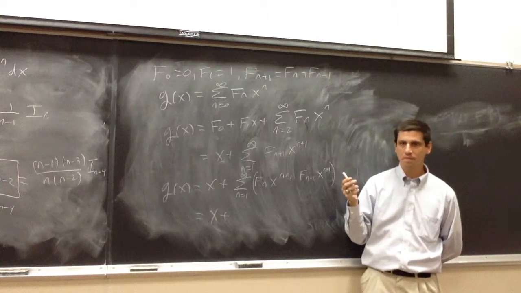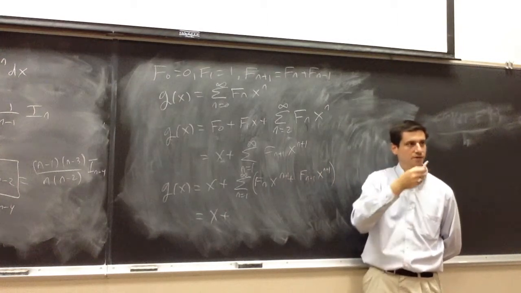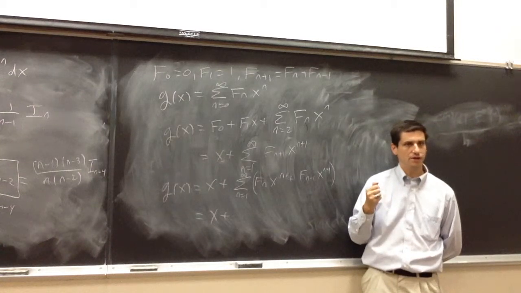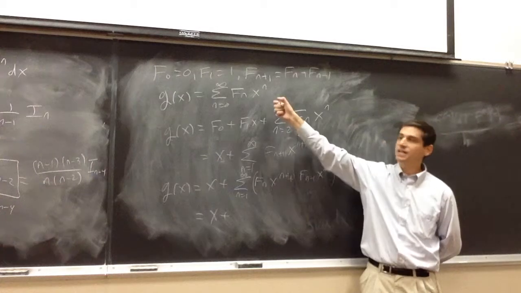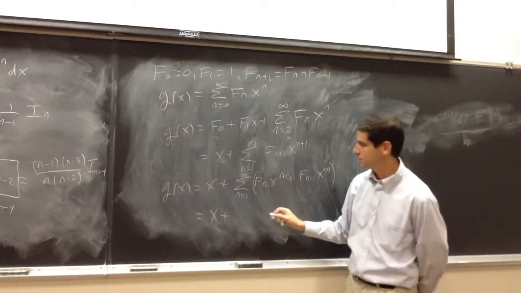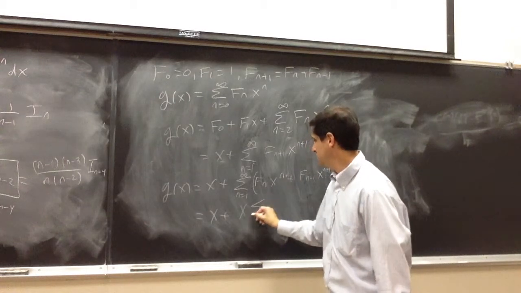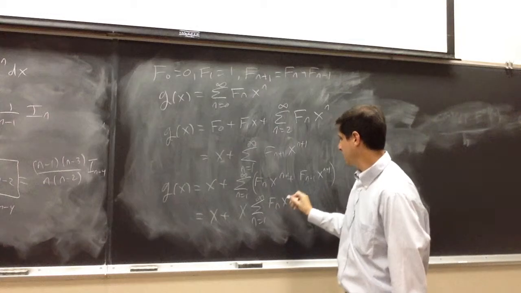Or change the summation. Well, we don't want to change the summation. Pull out an x. I don't want to rename it. I want to have f_n x to the n. That's how my function g is defined. So all I have to do is pull out an x. So it's going to be x, a sum, n goes from 1 to infinity of f_n x to the n.